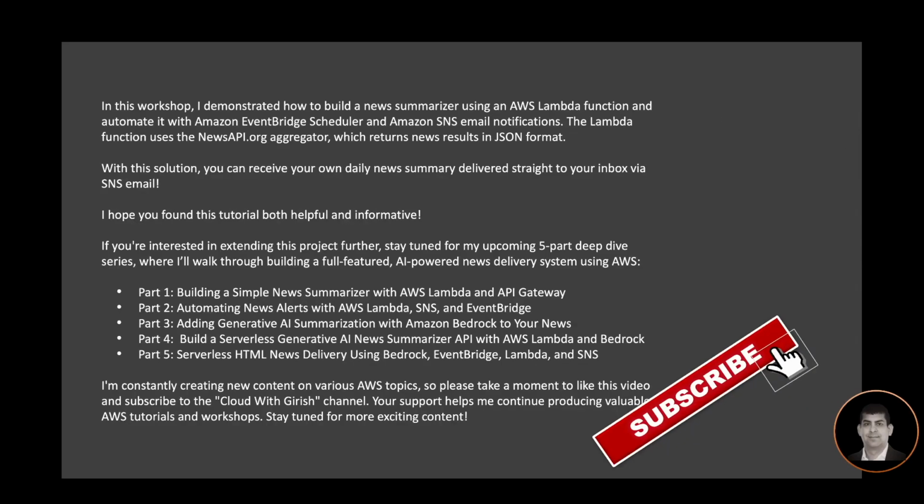In this workshop, I demonstrated how to build a news summarizer using an AWS Lambda function and automate it with Amazon EventBridge Scheduler and Amazon SNS email notification. The Lambda function uses a news API or aggregator, which returns news results in JSON format. With this solution, you can receive your own daily news summary delivered straight to your inbox via SNS email.